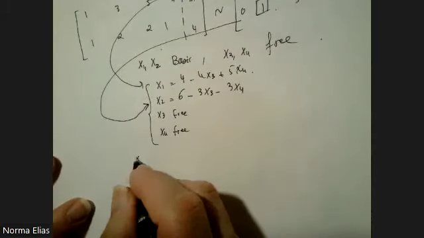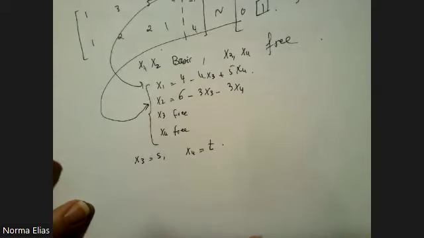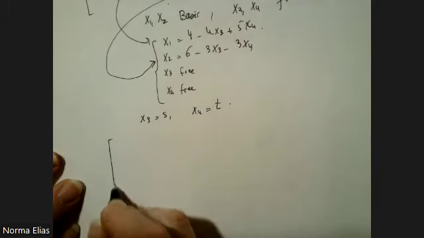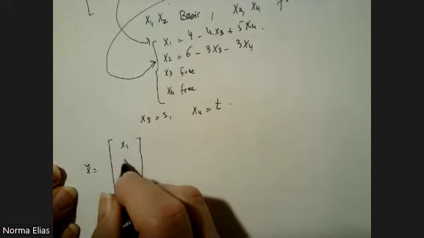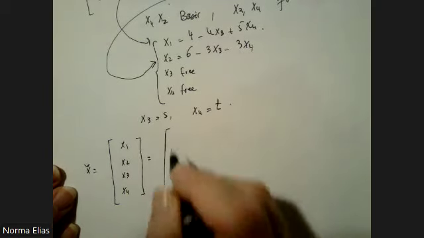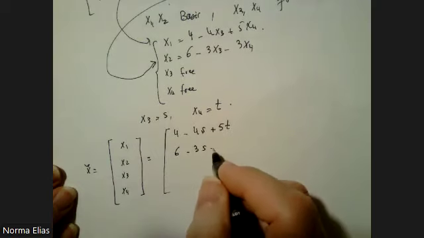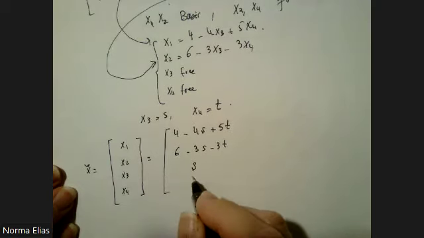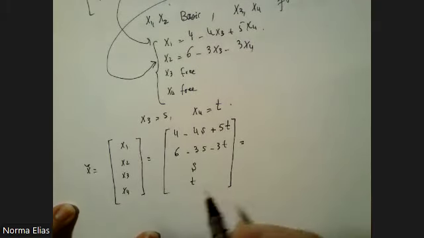Now we have two free variables. I set one equal to s and one equal to t. And my solution becomes x1, x2, x3, x4 equal 4 minus 4s plus 5t, 6 minus 3s minus 3t, s and t. You can use any name you want for the free variable. So finally, this will give me the following.